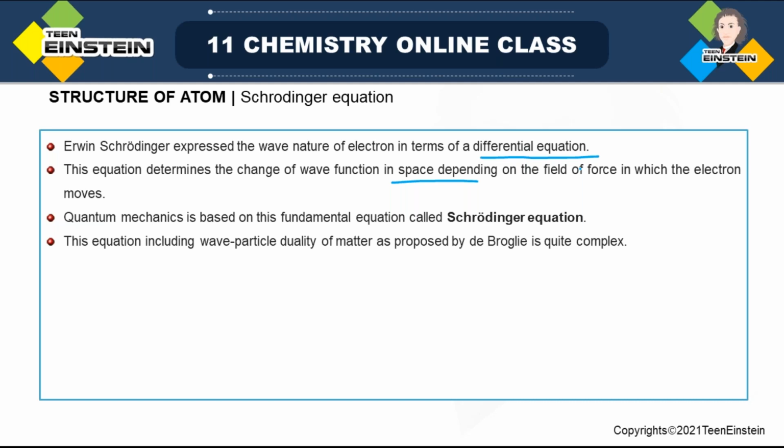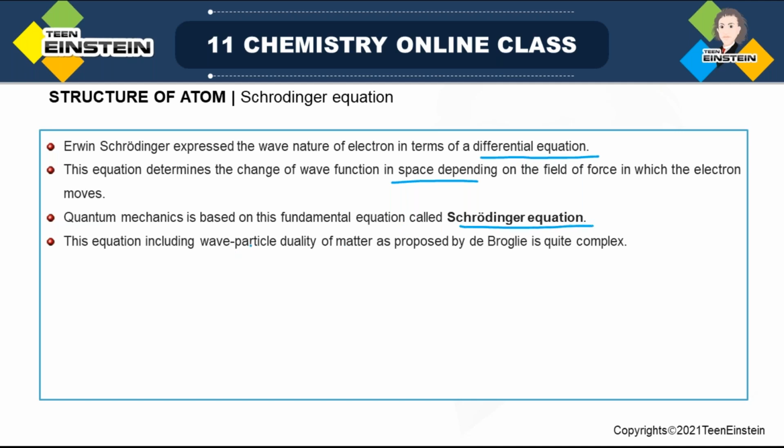Because this equation will help you to understand the wave function and also the change of wave function in space, because now we are talking about probability. We do not know the exact position, exact momentum of the electron, so you cannot predict the future system, but this equation will help you to understand the wave function by considering the wave nature of electron, and it will help you to determine this change in wave function in space depending on the field of force in which the electron is moving. So this mechanics is based on this fundamental equation which is known as Schrodinger equation.